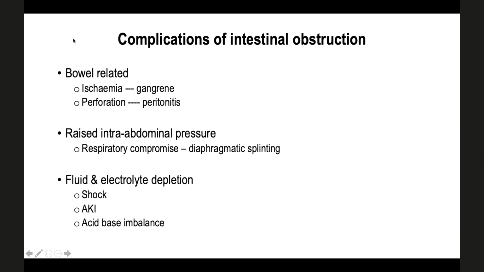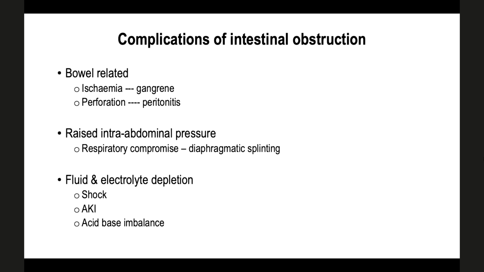Okay, so a quick look at some of the complications of intestinal obstruction. The complications can occur in the bowel. One of the important complications we are concerned about is ischemia and gangrene. And I told you, in closed loop intestinal obstruction, we are very concerned about this. We have to be very vigilant and pick it up early. Like we saw, if there is perforation, then there can be peritonitis.